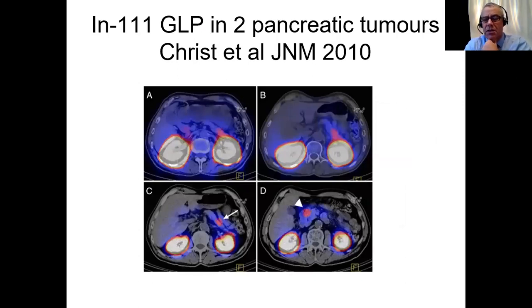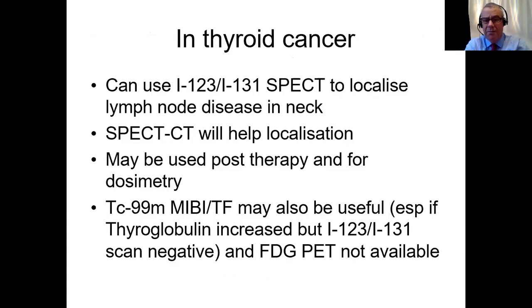Glucagon-like peptide is another tracer that was used about 10 years ago in a joint project between London, Freiburg, and Basel. Panels A and B are negative studies. C shows focal uptake in the body of the pancreas, and D shows focal uptake in the head of the pancreas. C and D are both insulinoma patients.